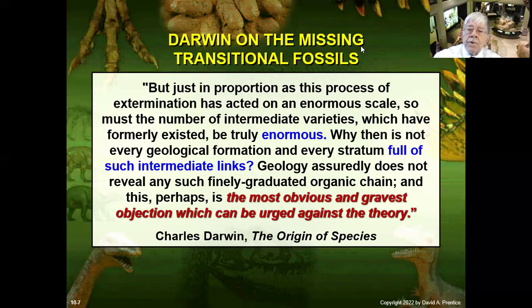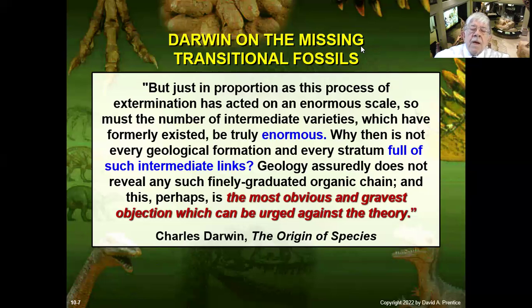But just in proportion as this process of extermination has acted on an enormous scale, so must the number of intermediate varieties which have formerly existed be truly enormous. Why then is not every geological formation in every stratum full of such intermediate links? Geology assuredly does not reveal any such finely graduated organic chain, and this perhaps is the most obvious and gravest objection which can be urged against the theory.